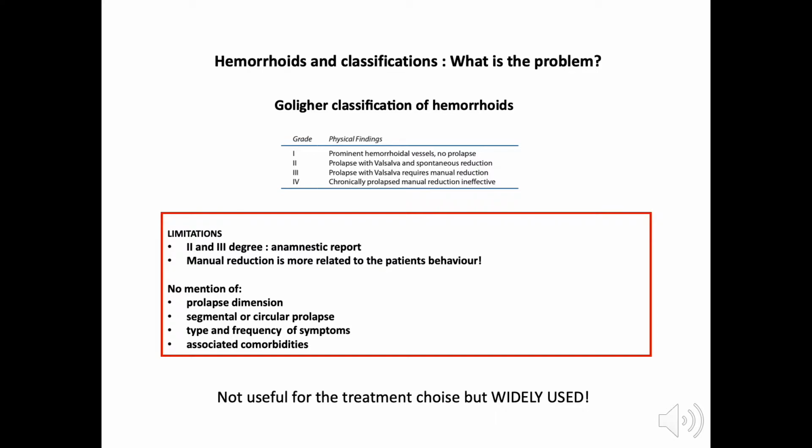You can see that the second and third degrees are an anamnestic report, and manual reduction is often more related to the patient. There is no mention in the classification of prolapse dimension, segmental or circular involvement, type and frequency of symptoms, or associated comorbidities. Nevertheless, the treatment choice is not very guided by this classification, but the Goligher classification is widely used.